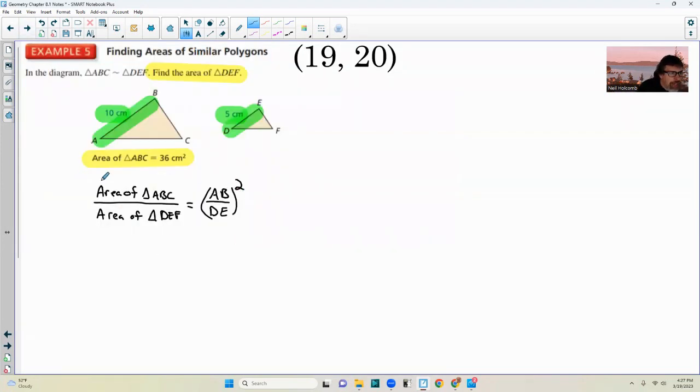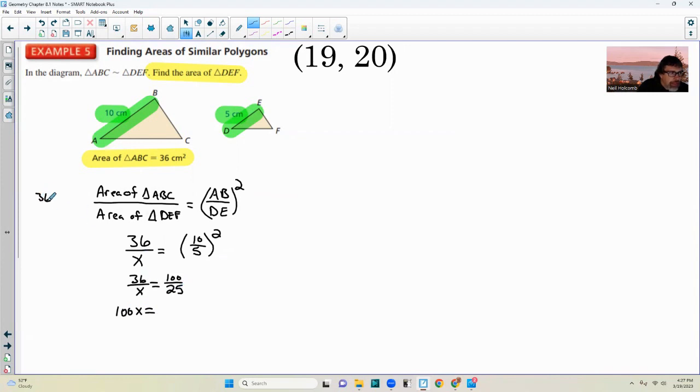It's pretty simple. Now I'm going to substitute in my givens. The area of triangle ABC is 36 centimeters squared. I'm just going to write 36 for now. And I don't know the area of triangle DEF, so I'm going to call it X, equals AB, which is 10, divided by 5. But that's squared, and I can't forget that. It's got to be in parentheses. So now 36 over X equals, let's see what happens on this side: 10 squared is 100 and 5 squared is 25. Then we cross multiply and we get 100x equals 36 times 25.